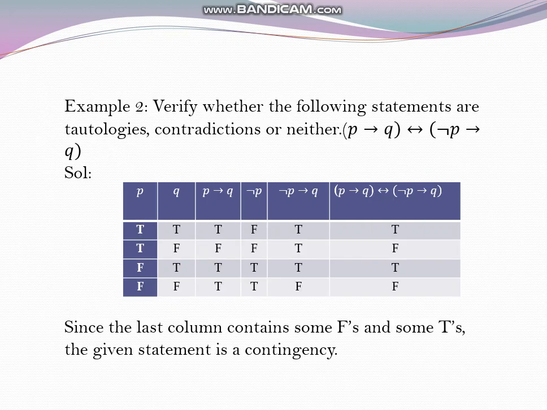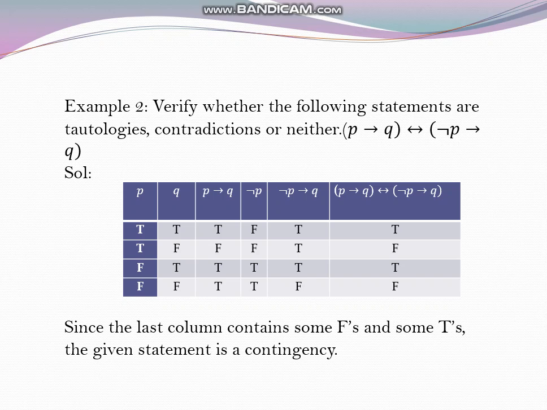Let us go to the next example, which is P implies Q if and only if negation P implies negation Q. Let us see this example. Now there are two propositional variables, which means the number of rows will be 2 raised to 2, that means 4. The P implies Q statement is false if P is true and Q is false. So the third column is T F T T. Then the negation P is F F T T. Then the negation P implies negation Q.